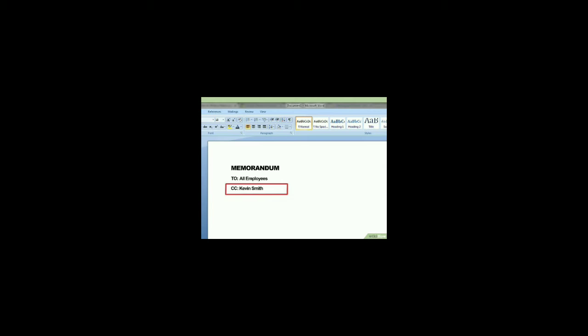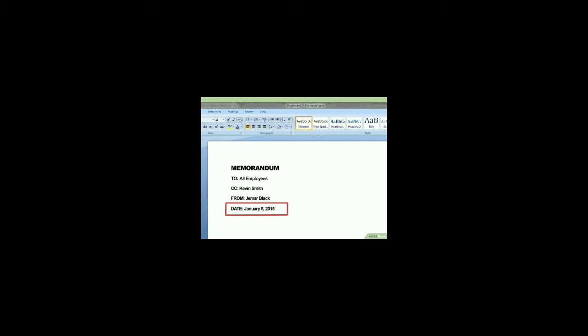Fourth, write your name in the from line. The author's name and the sender's memo must be in the memo head. Write your full name and title in this line.